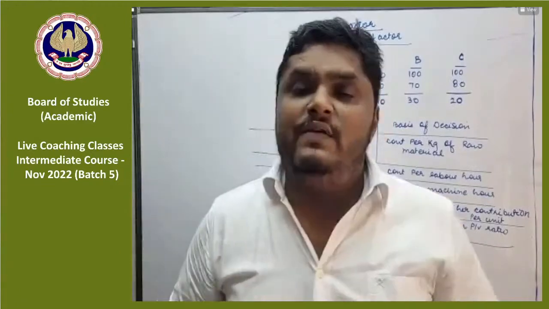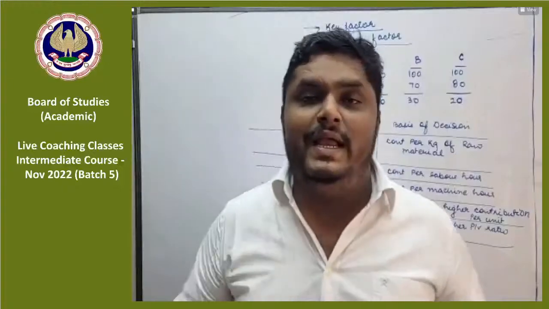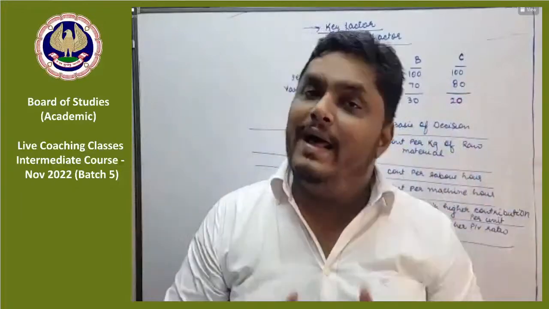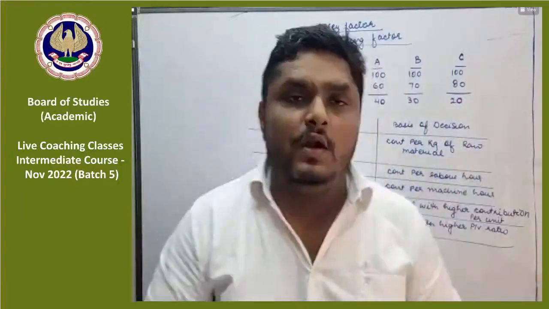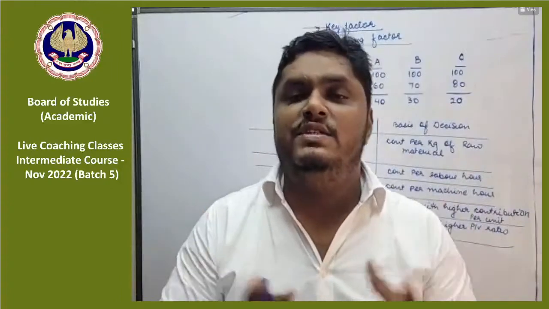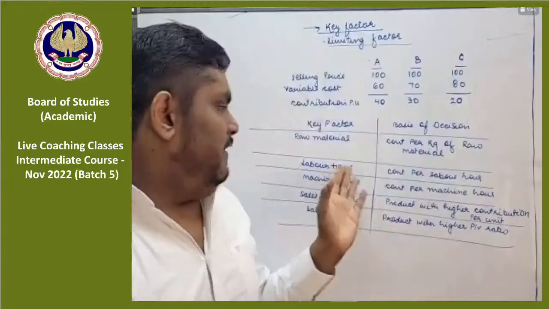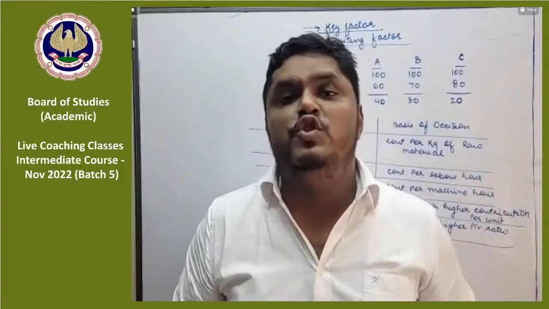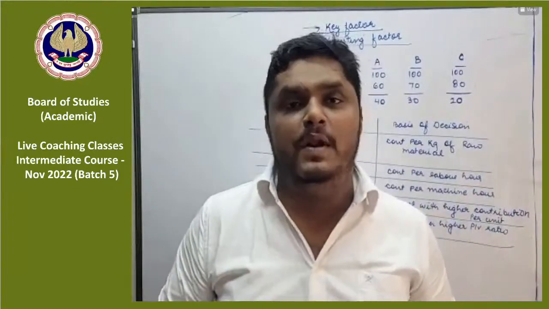Now, guys, we are done with the key factor or limiting factor. So, as I said, the resources which are of limited availability are known as key factor or limiting factor. If the raw material is our key factor, the decision will be based on contribution per kg of raw material. If the labor hours are limited, the decision will be based on contribution per hour. If the machine hours, again contribution per machine hour.